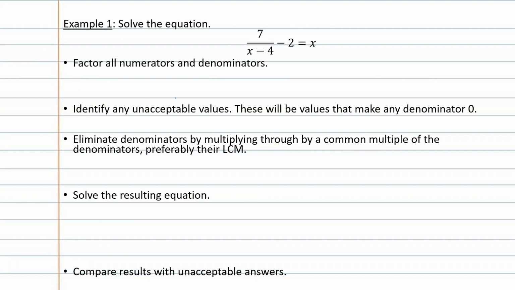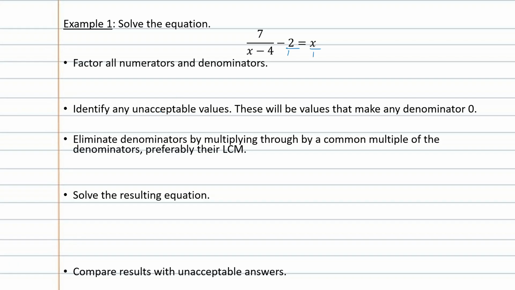So let's look at this example. Here we have 7 over x minus 4 minus 2 equals x. First thing we want to do is factor all the numerators and the denominators. Okay, so here we don't really have anything we could factor. We do need to know that the 2 is over 1 and the x is over 1.